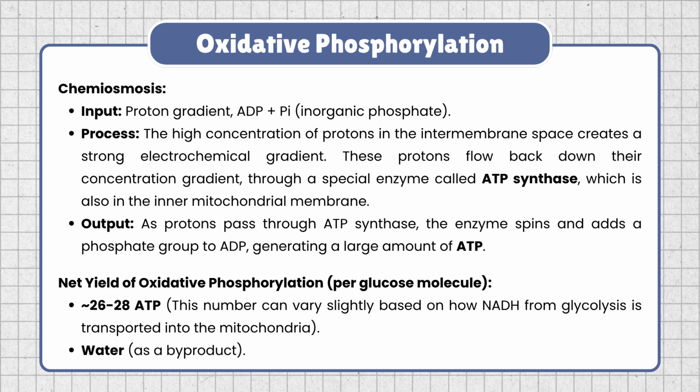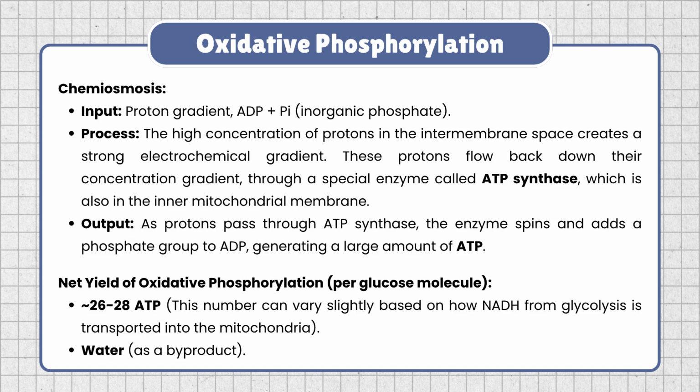Now, for the second part of the oxidative phosphorylation, we have the chemiosmosis. The inputs of this part are the proton gradient we just created, along with ADP and inorganic phosphate. The process uses the strong electrochemical gradient. Protons flow back down their concentration gradient through a specialized enzyme embedded in the membrane called ATP synthase. As protons pass through, this enzyme physically spins, taking ADP and adding a phosphate group to it. The output is the generation of a large amount of ATP.